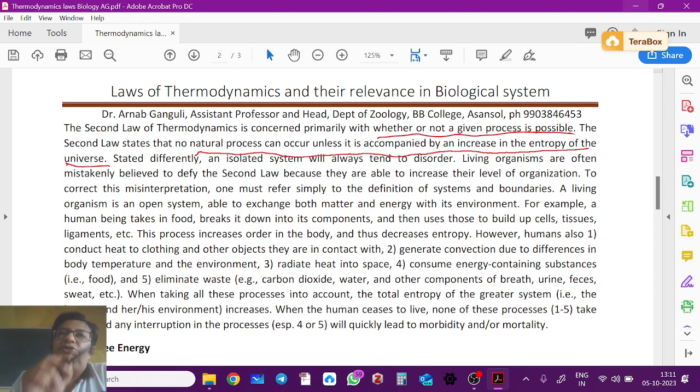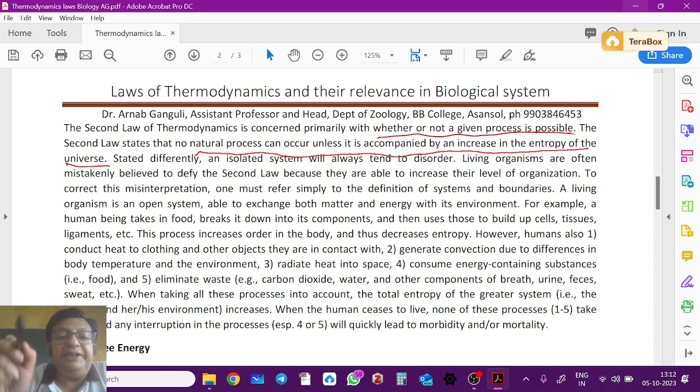So there is a reaction: if you keep ice over here, there will be an increase in entropy. The molecules of water will start moving, that ice will become water, and that water will become vapor. It will evaporate as vapor.